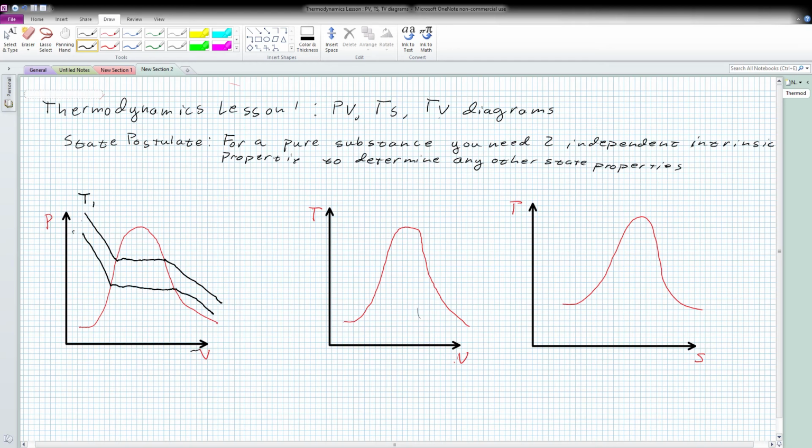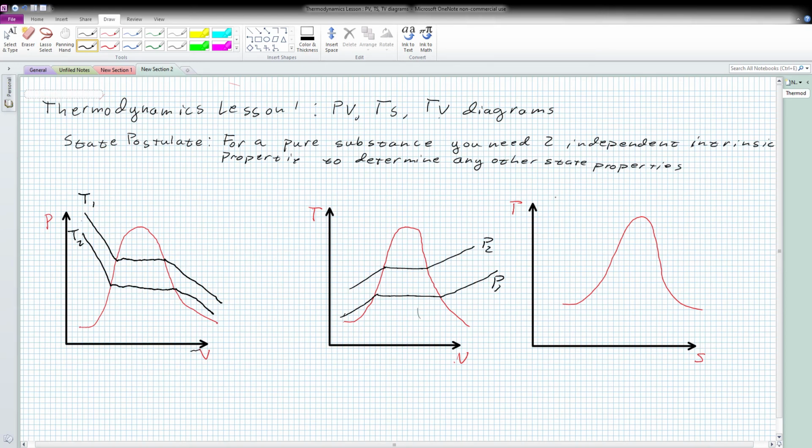This would be T2. Now for the temperature volume diagram, I am on isobaric processes. Isobaric means constant pressure. So if I'm going up here, like this, and then back up, that is P1. Going up here, over, that is P2. These are constant pressure lines.